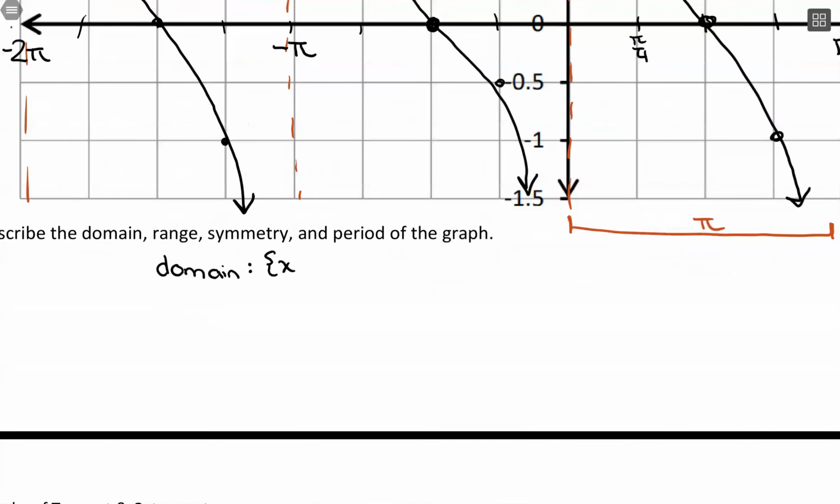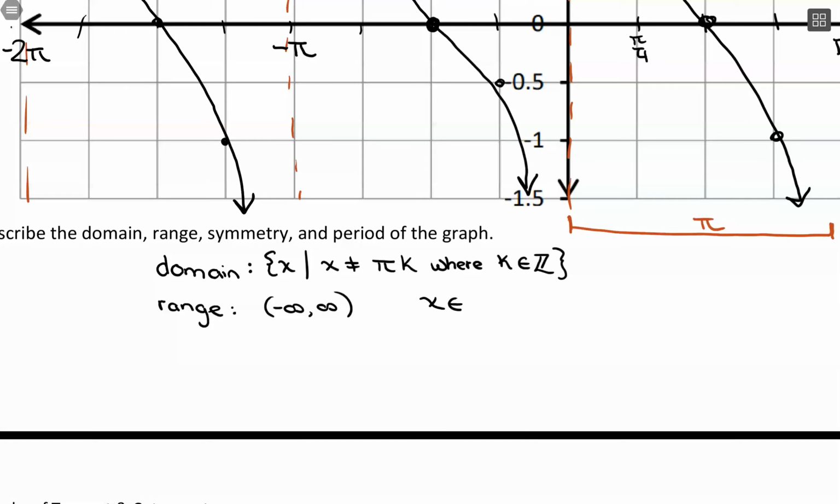So how I'm going to write that is that x cannot equal pi times k, where k is an integer. So if I plug in any integer for k, so 0, 1, 2, 3, 4, 5, or any negative 1, 2, 3, 4, 5, x can't be equal to that value. Now the range can be anything. So that's all real numbers. So negative infinity to infinity in interval notation, or we could say x is all real numbers. That works as well.